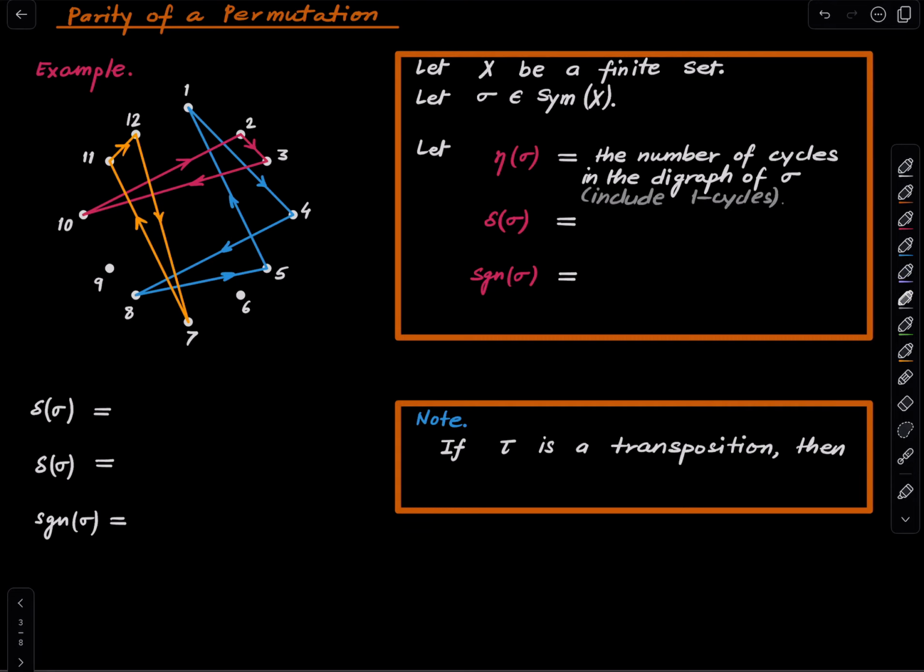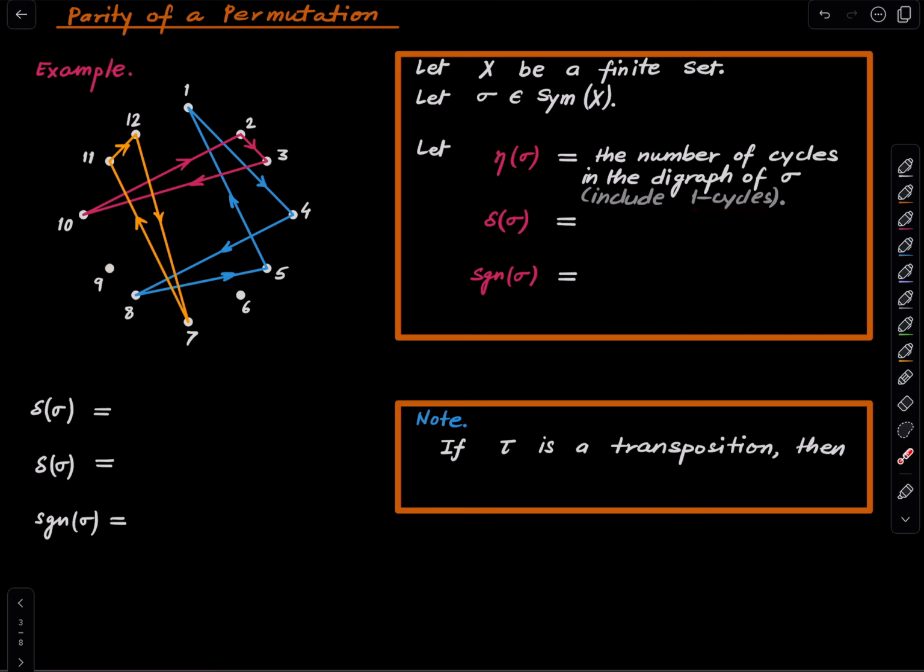Now what do I mean by 1 cycles? So a 1 cycle is just a fixed point. For instance, in this example, the point 9 is not going anywhere under sigma. Sigma fixes it. So there is this loop present here which we just do not draw because it clutters things. So these are 1 cycles. We never defined it previously, I guess, in any previous lecture, but now we are doing it.